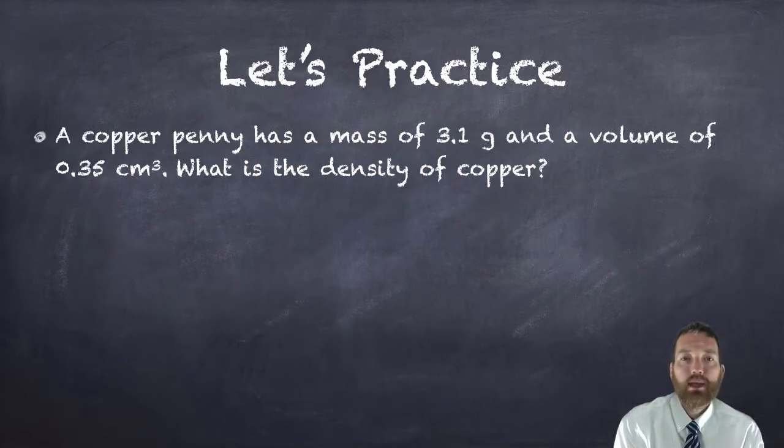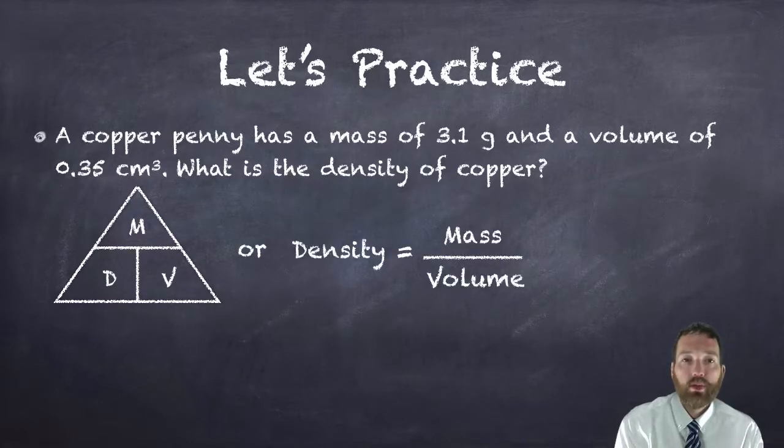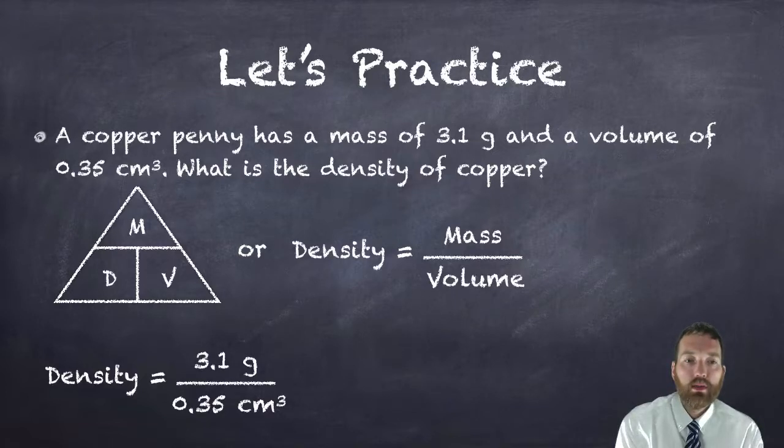A copper penny has a mass of 3.1 grams and a volume of 0.35 centimeters cubed. What is the density of copper? So we could use our magic triangle, or we can just use this formula and plug in the variables that are given. So the mass is 3.1 grams, and we're going to divide that by the volume, which is 0.35 cubic centimeters. And then we just punch in our calculator, 3.1 divided by 0.35, and that equals 8.9 grams per cubic centimeter, or grams divided by centimeters cubed.